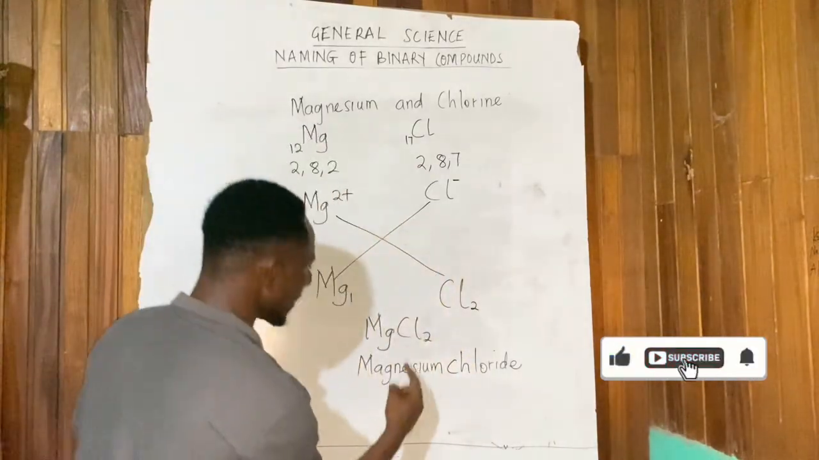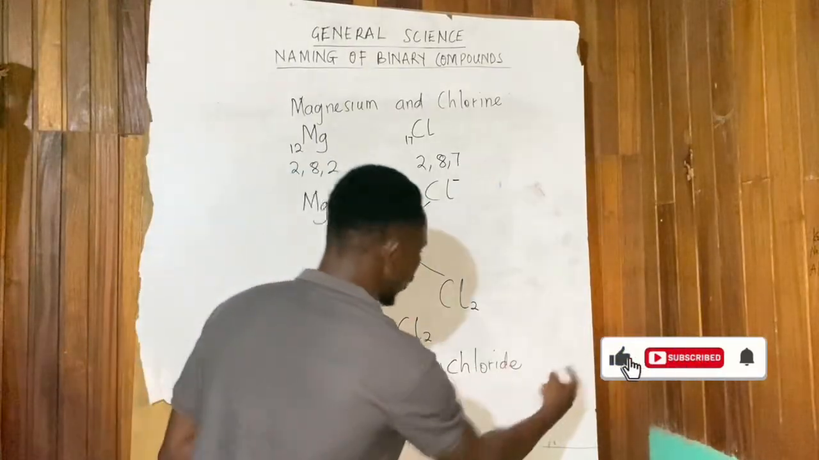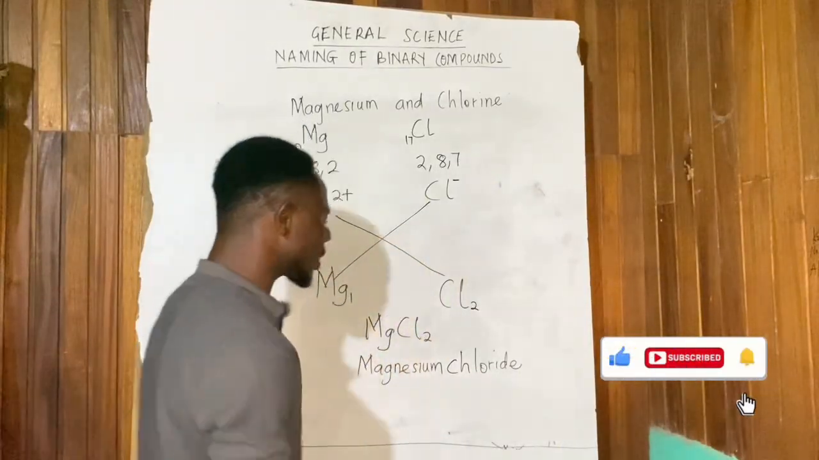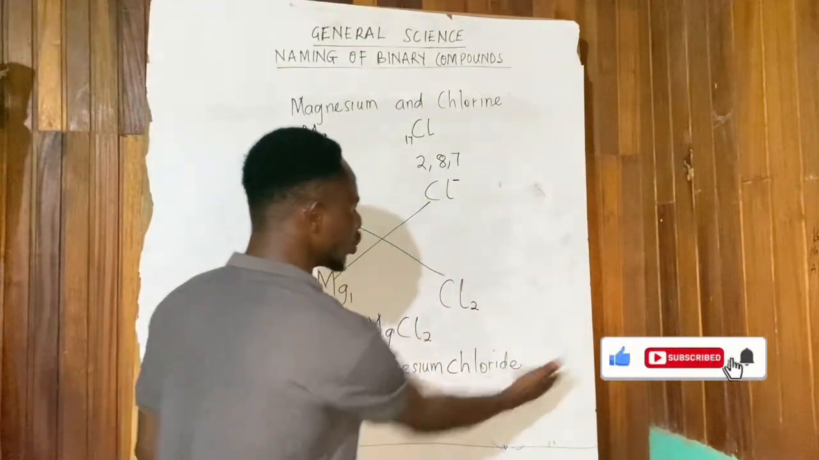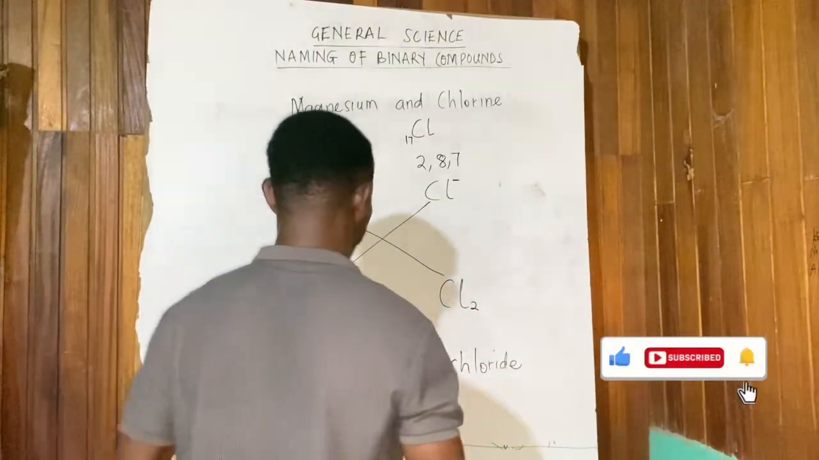So we can say magnesium dichloride. Magnesium dichloride. But if you don't want any problem, just ignore the di. You just write magnesium chloride. You are good to go. Let's take the next example.